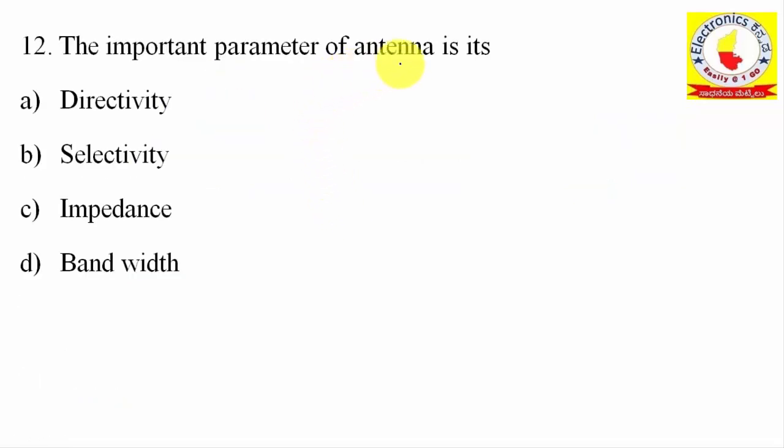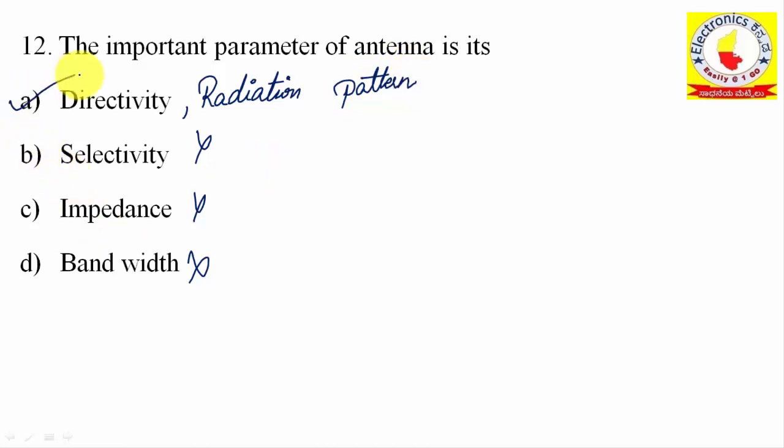The important parameters in the case of antenna are directivity, selectivity, impedance and bandwidth, right? In the case of antenna, we are very much concerned with directivity and one more parameter, the radiation pattern. In which direction is my entire signal emitting? That is given by the radiation pattern. So option A is going to follow.